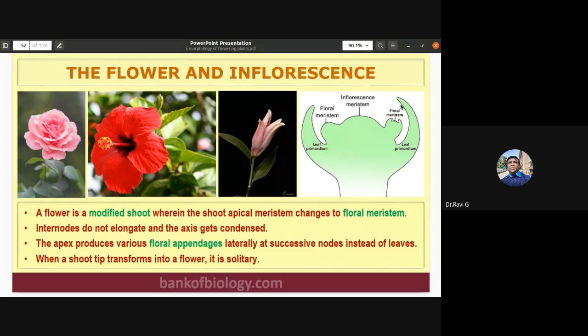So when a shoot tip transforms into a flower, it is a solitary flower. That is only one flower you have. But if the shoot tip is transformed into an inflorescence meristem, you can notice that there would be a collection of flowers. In this diagram of the developmental stages of floral meristem, the shoot apex is having inflorescence meristem, so they develop a lot of flowers. If this shoot apex had a floral meristem, they develop into only one flower, and we call that a solitary inflorescence.